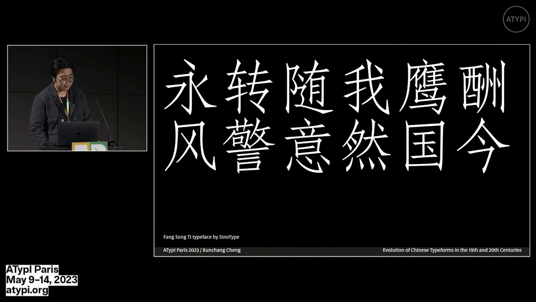And for current Chinese type design, the style of Fang Song Ti was influenced by the Chinese style in the Song Dynasty. For example, this is a Fang Song Ti typeface, a digital typeface.